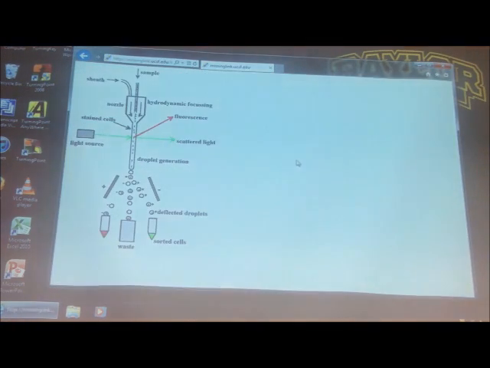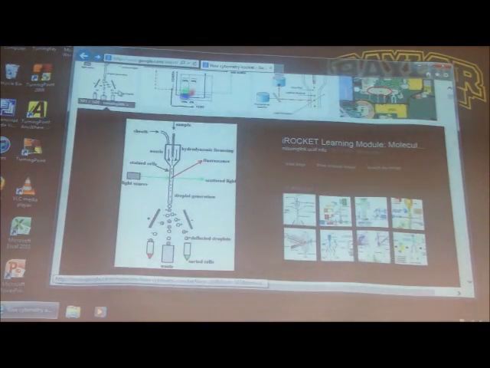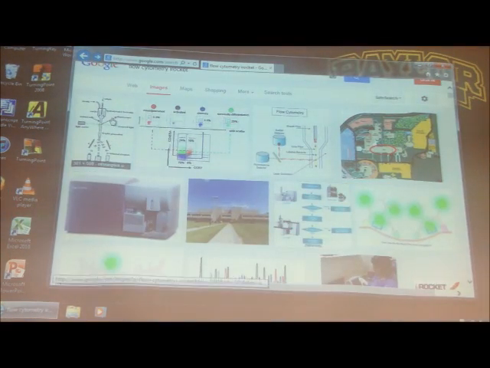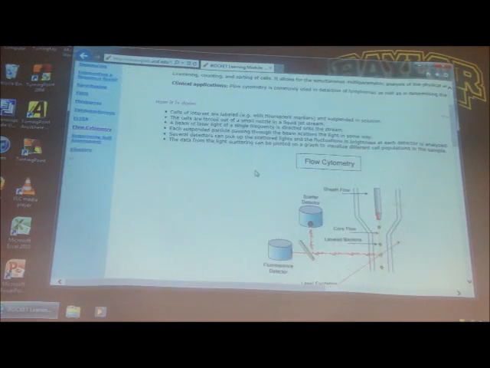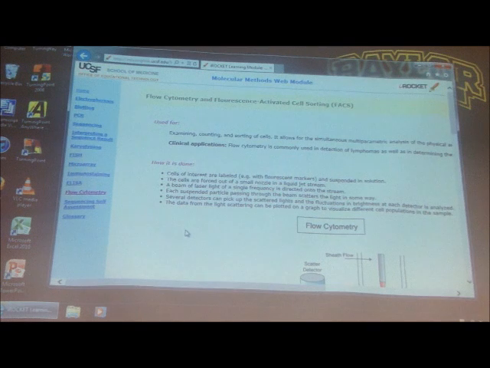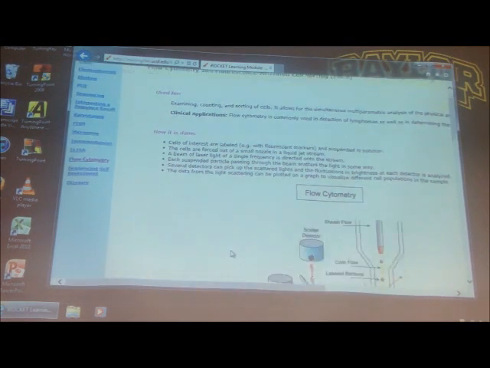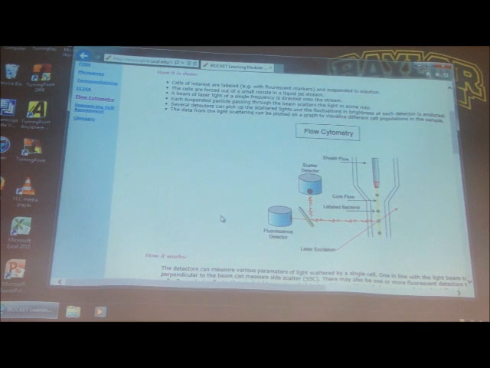Visit page. Okay, so you could go to the UCSF website, and they give you a very nice explanation on how flow cytometry works.